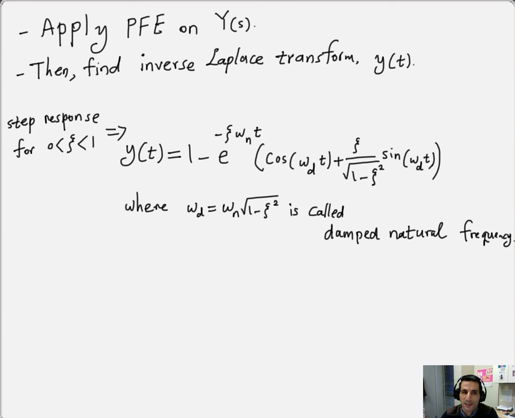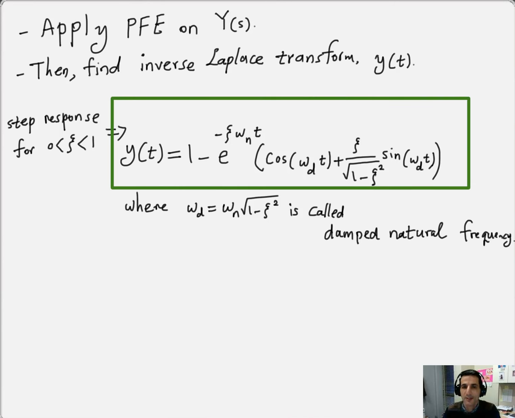Without going through all the details, it turns out that the step response when zeta, your damping ratio, is between 0 and 1, which is the case for underdamped systems, is going to be what you see here. This just tells you that this is going to be your step response. The step response that you see here has a few important terms. One is zeta omega n, the other one is omega d. Omega d is defined as omega n times the square root of 1 minus zeta squared, and it's called the damped natural frequency.